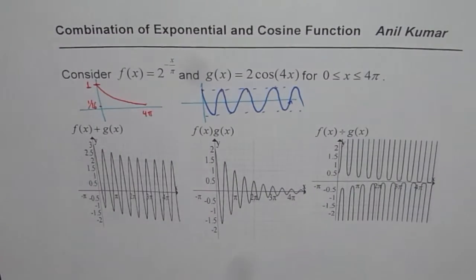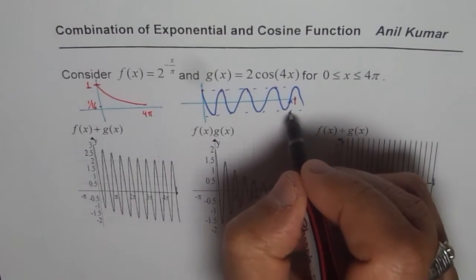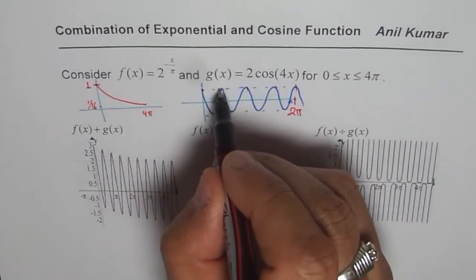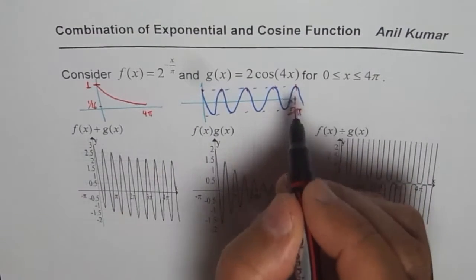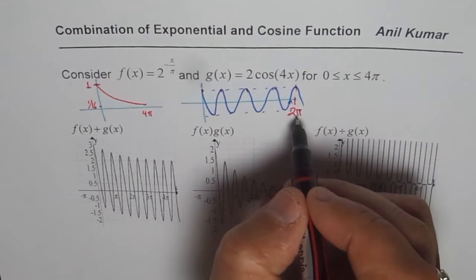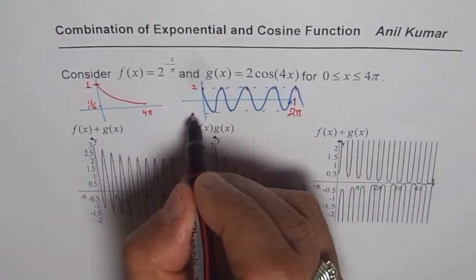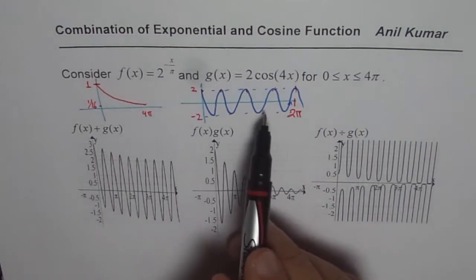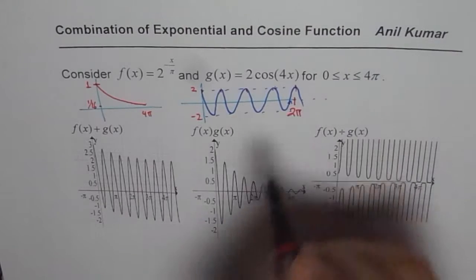Okay, so that much is 2 pi for us. So up to 2 pi, 1 cycle, 2 cycle, 3 cycle, 4 cycle. So cos of 4x will have 4 cycles within 0 to 2 pi, with maximum and minimum being 2 and minus 2. Right, so these are our functions, and of course I've drawn half of this.